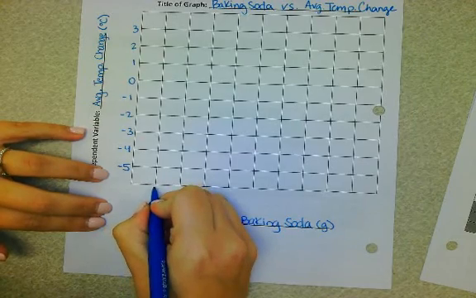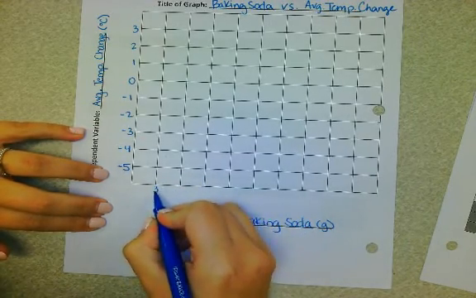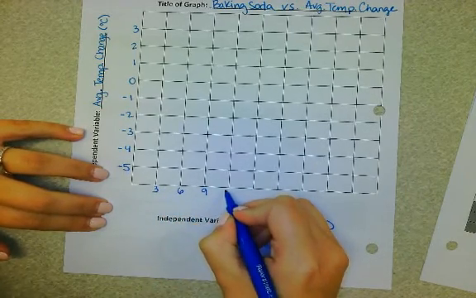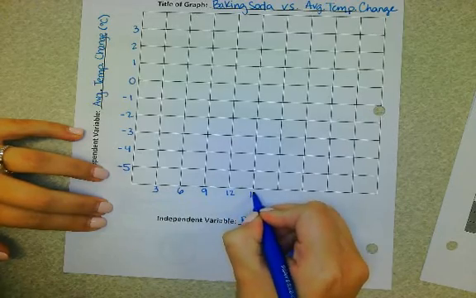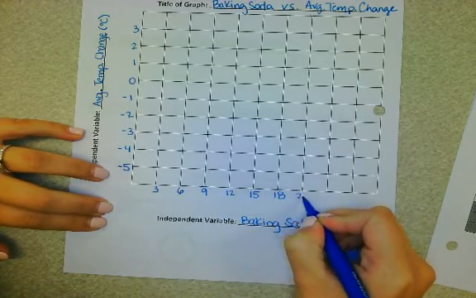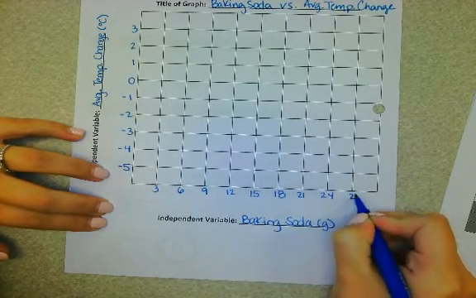So we're going to start here at 3, then the next one's going to go up by 3, so 3 plus 3 is 6, then 9, and then 12, 15, 18, 21, 24, and 27.